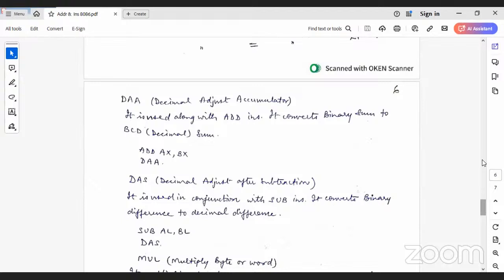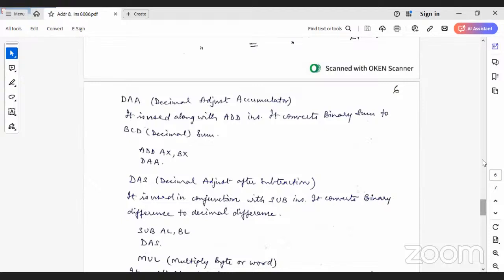Now next, this is new in case of 8086. How it is new, you see, the DAA is for addition and DAS is for subtraction. So just as DAA, you have to use after you have used the add instruction. Similarly, DAS is to be used after using the subtract instruction.